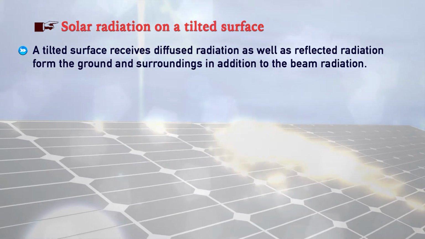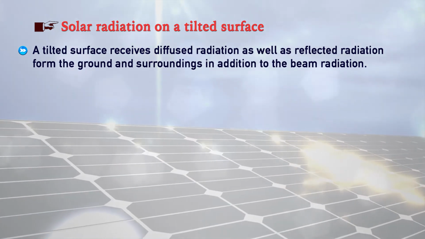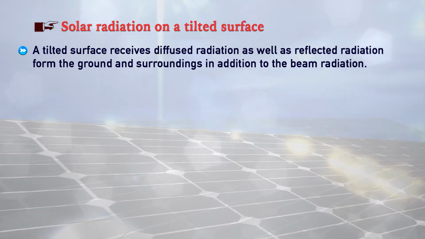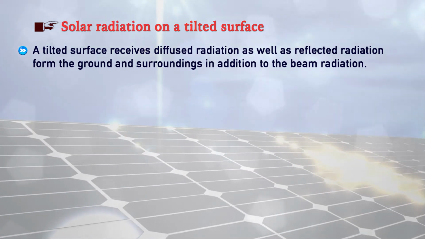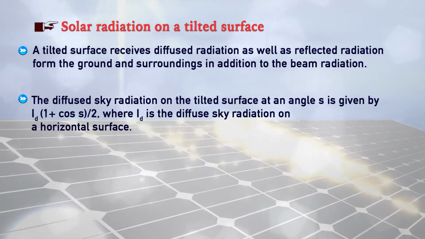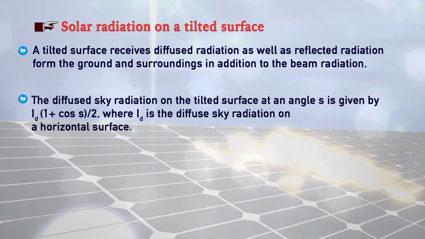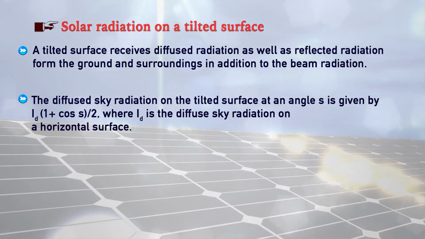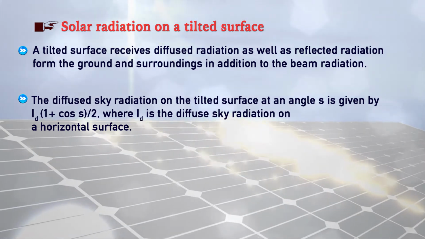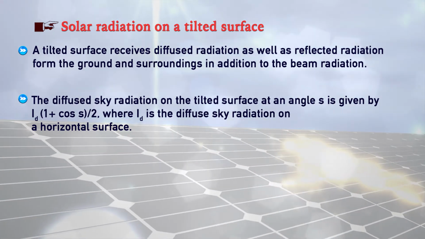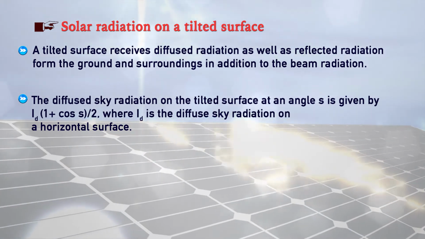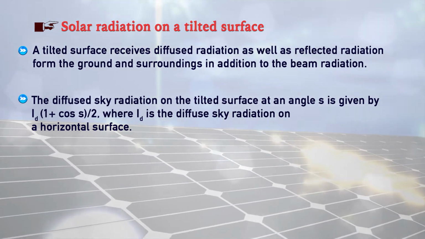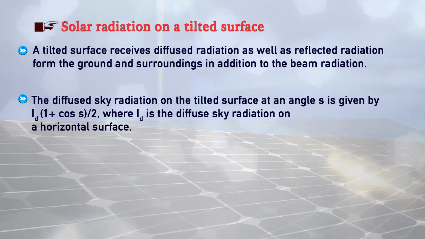A tilted surface receives diffuse radiation as well as reflected radiation from the ground and surroundings, in addition to the beam radiation. The diffuse sky radiation on the tilted surface at an angle S is given by ID multiplied by (1 plus cos S) divided by 2, where ID is the diffuse sky radiation on the horizontal surface.